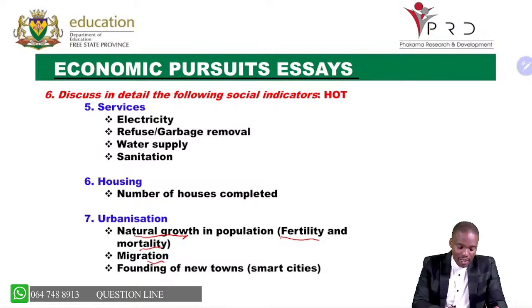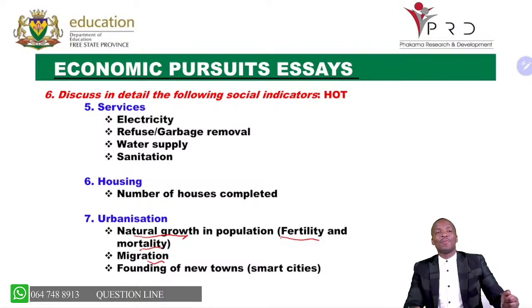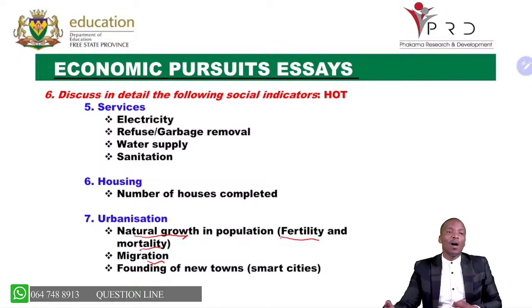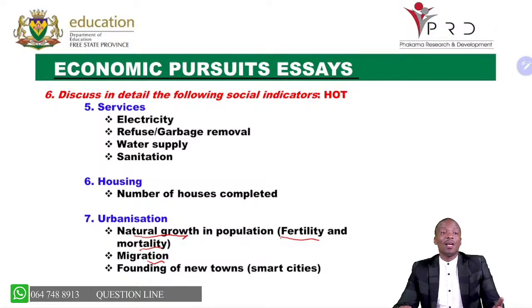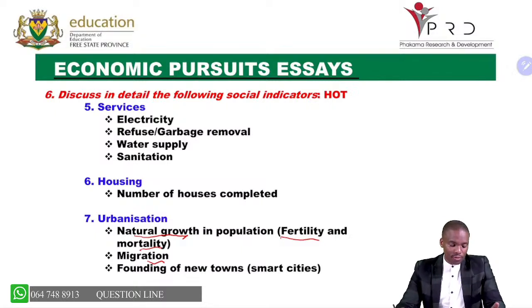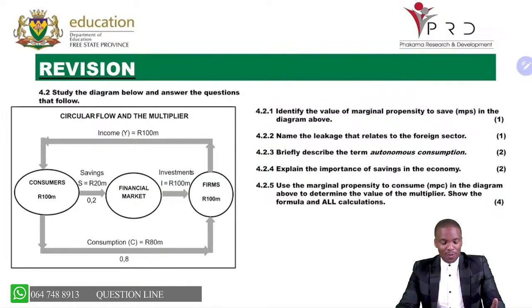Then we look at migration, that is both the number of people that come in the country or a place, and the number of people that goes out of the country or a place. Lastly, we look at the founding of what we call new towns or new cities. That also have got an impact because they must be serviced. So government needs that statistics as a social indicator. Okay, so those are our possible essays in question 5 and question 6, as well as the structure.